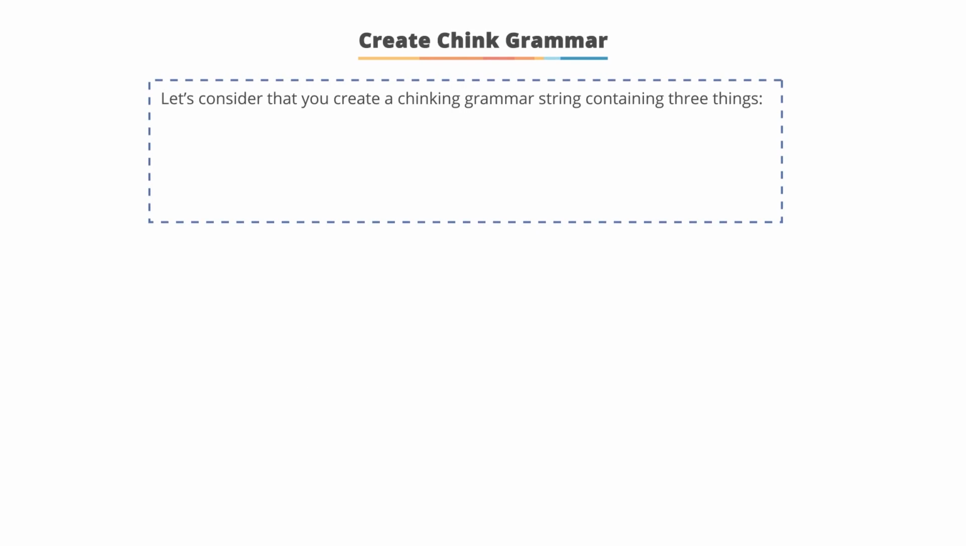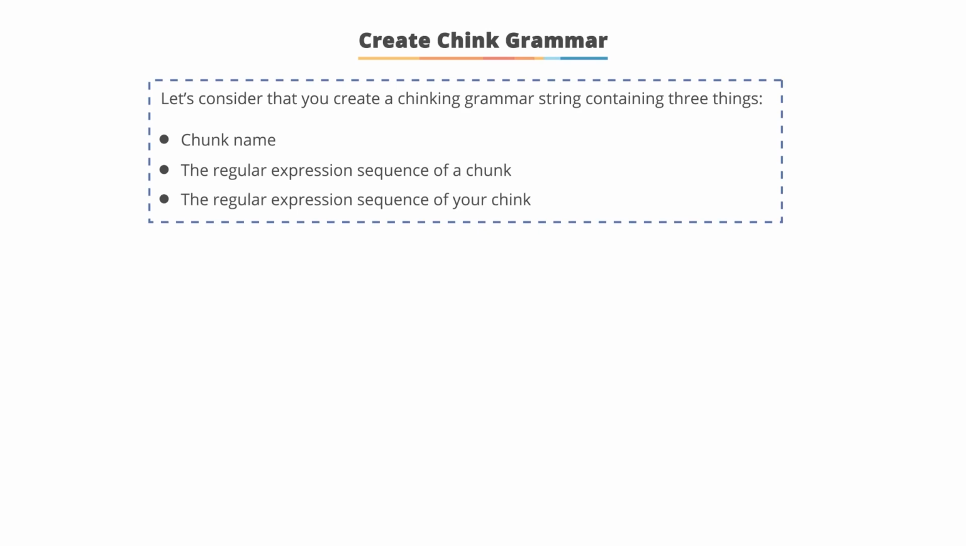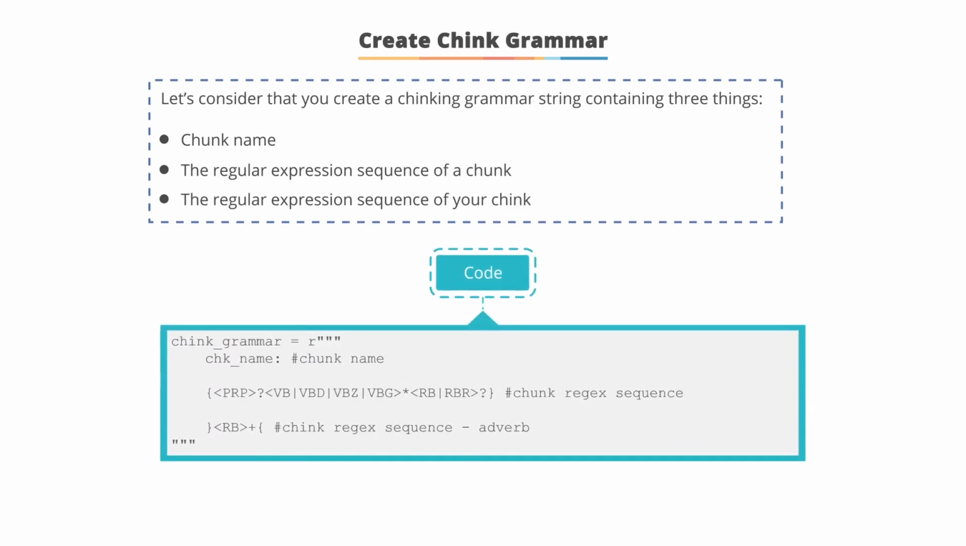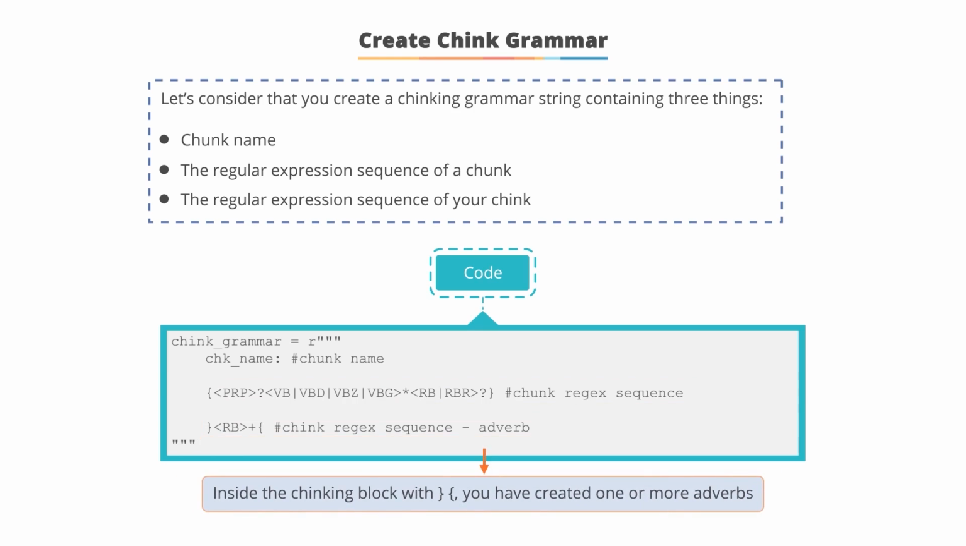Consider you create a chinking grammar string containing three things: chunk name, the regular expression sequence of a chunk, and the regular expression sequence of your chink. Here in the given code, we have the chunk regular expression as optional personal pronoun, followed by 0 or more occurrences of any type of the verb type, followed by 0 or more occurrences of any of the adverb types. The chink regular expression says that it needs to check for the adverb in the extracted chunk and remove it from the chunk. Inside the chinking block with open curly braces and closing curly braces, you have created one or more adverbs.